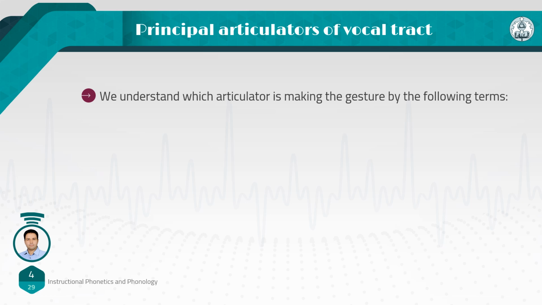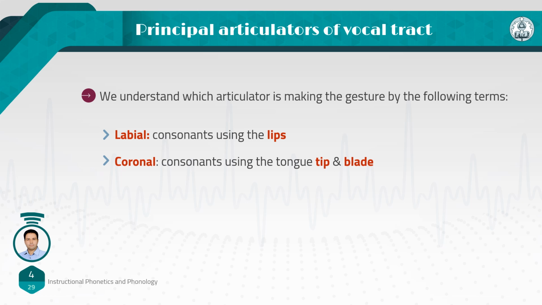So we understand which articulator is making the gesture by the following terms. Speech gestures using the lips are called labial articulations. Those using the tip or blade of the tongue are called coronal articulations. And those using the back of the tongue are called dorsal articulations. If we do not need to specify the place of articulation in great detail, then the articulators for the consonants of English can be described using these terms.